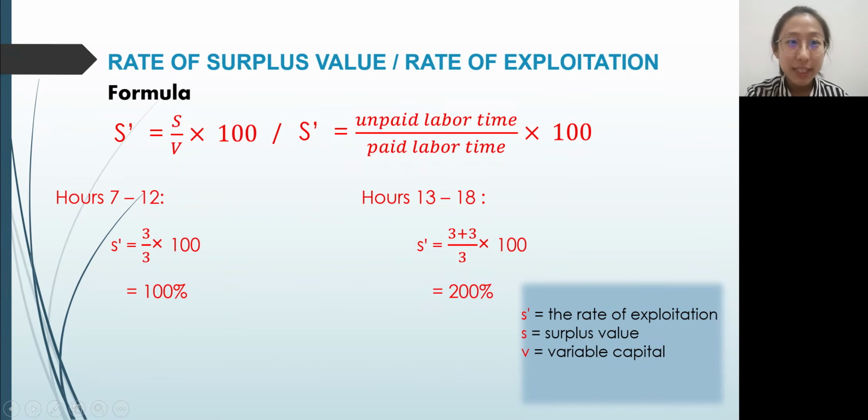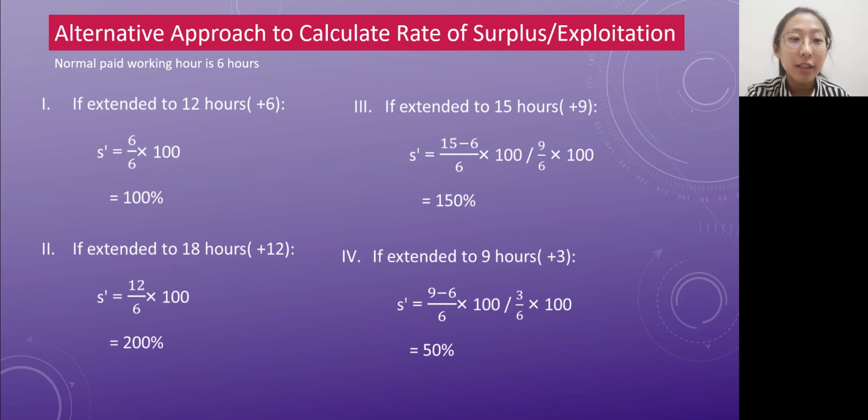My name is Travicia. My entry number is 26182. Today I will talk about the rate of surplus value. First, the formula: the rate of surplus value is equal to unpaid labor time divided by paid labor time, multiplied by 100%. We also have 2 examples below the formula, and we will see them on the next page. The alternative approach to calculate the rate of surplus value.